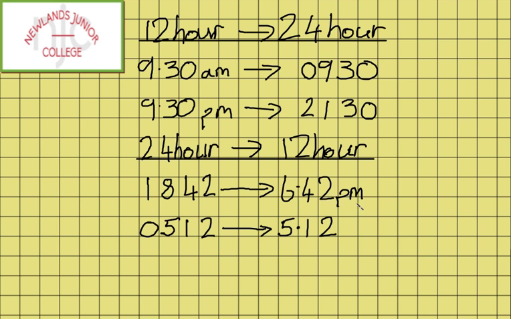Again, you need to decide whether it's AM or PM. And you know it's AM. How do you know it's AM? You know it's AM because this 5, the first two digits, the 5 is less than 12. And that's the giveaway. So, if the numbers here are more than 12, it's PM. If the numbers here are less than 12, it's AM.